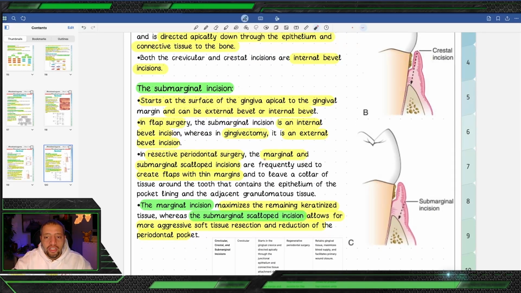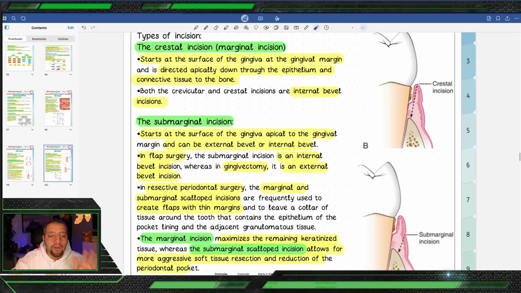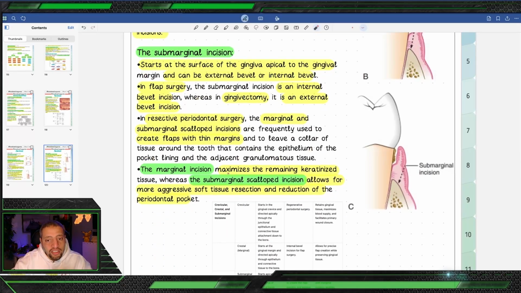In resective periodontal surgery, the marginal and submarginal scalloped incisions are frequently used to create a flap with thin margin and to leave a collar of tissue around the tooth that contains epithelium of the pocket lining and adjacent granulomatous tissue. So in resective perio surgery, we would like to get rid of the inflamed soft tissue and preserve the attached gingiva, because to start with, the patient has little attached gingiva. So we are going to use the crestal or marginal and the submarginal. This is the one we love to use, as the marginal incision maximizes the remaining keratinized tissue and the submarginal scalloped incision allows for more aggressive soft tissue resection and reduction of the periodontal pocket.